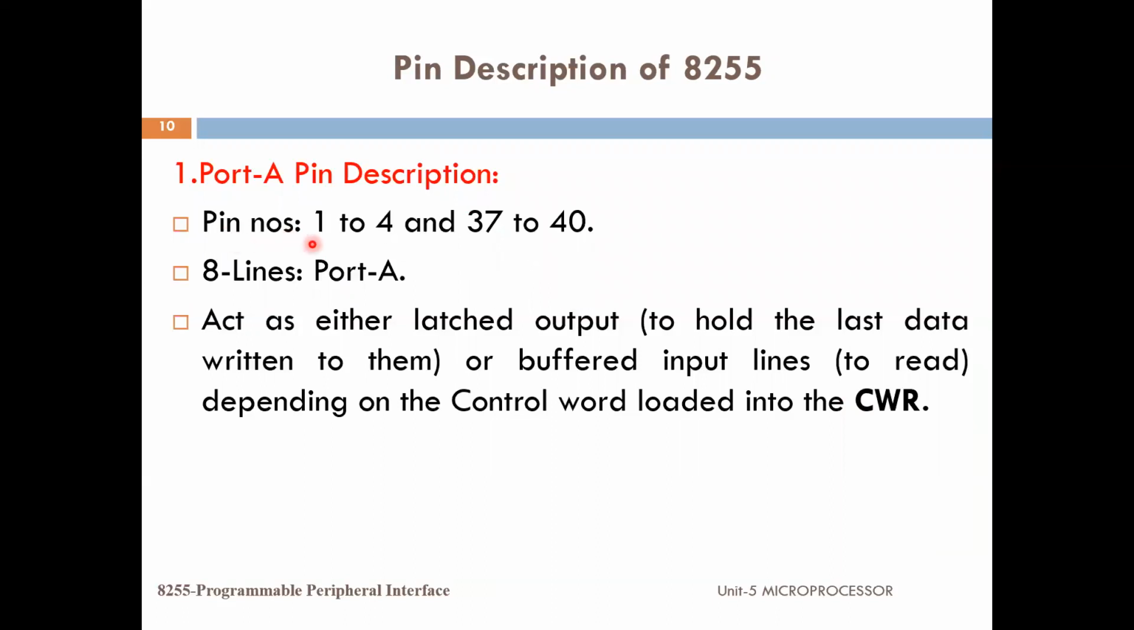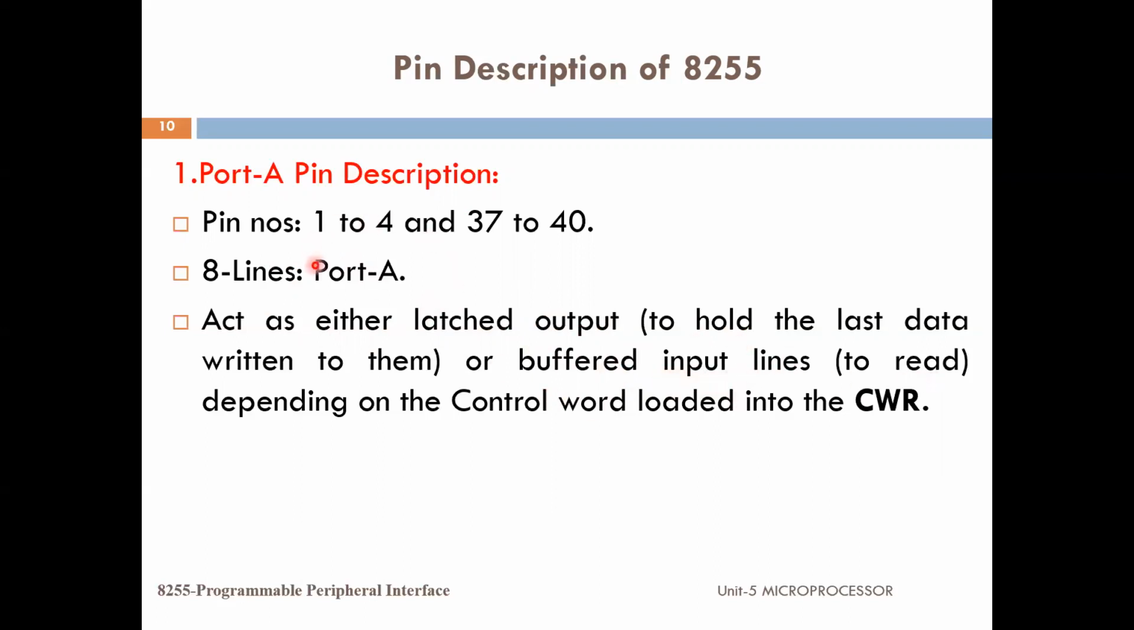We have the pins for port A. The pin numbers are 1 to 4 and 37 to 40. Port A is an 8-bit port, so 8 lines are there, represented as PA0 to PA7. These lines act as either latched output or buffer input lines. Latched output means whatever the last data we held, we can hold that data; we can basically store that data. And buffer input lines are those lines which contain the data to read.